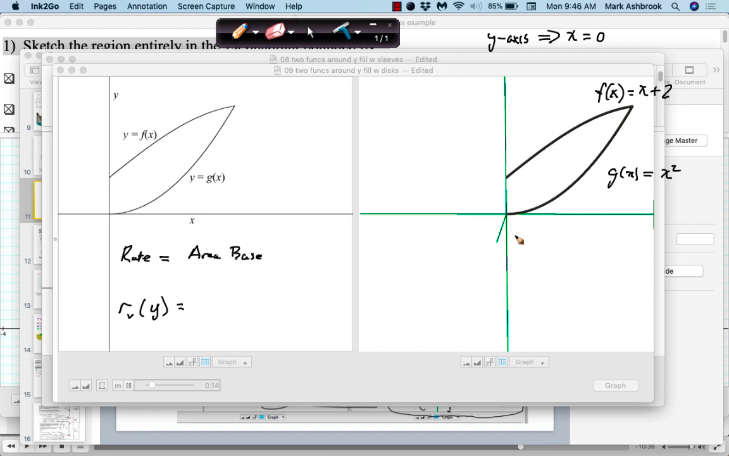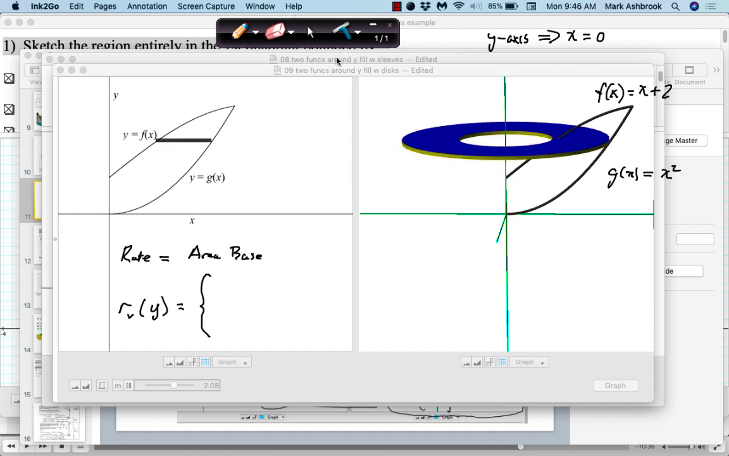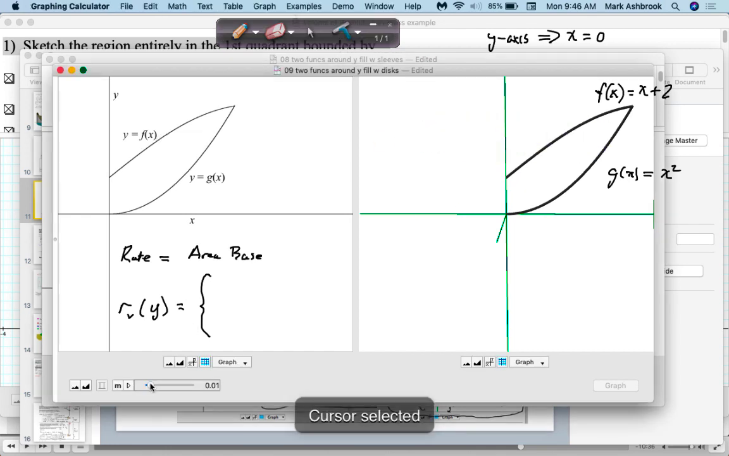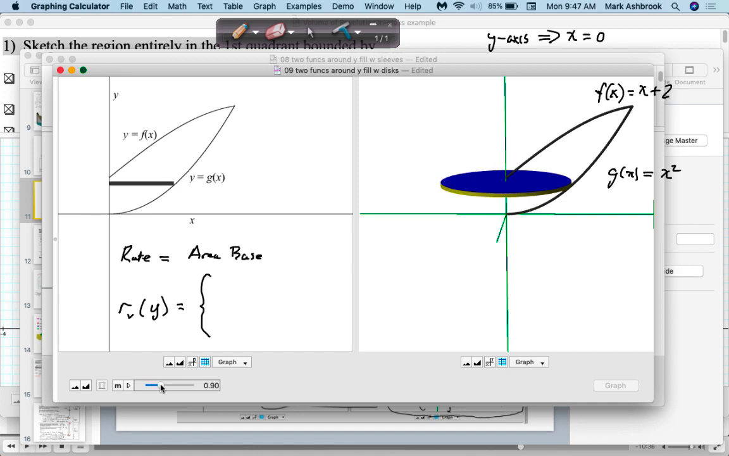So for this rate function, we need 2 rates, right? So the first rate is going to be pi r squared. The pancakes is pi r squared.